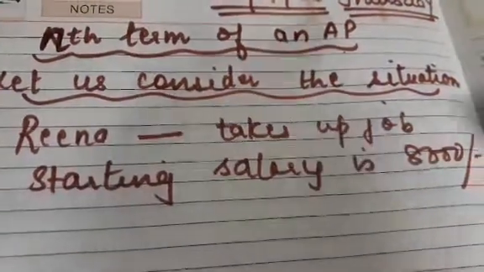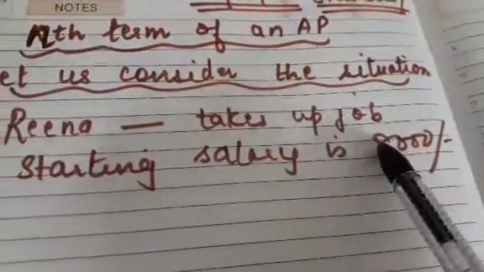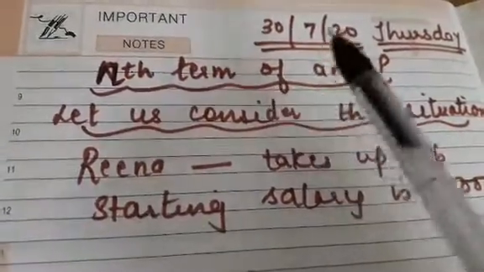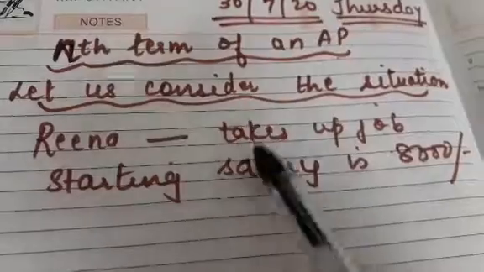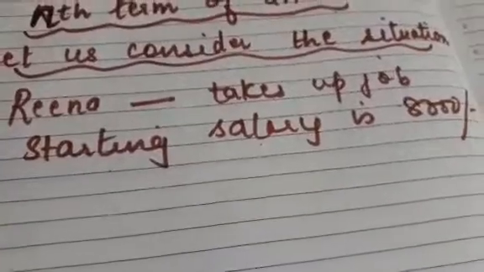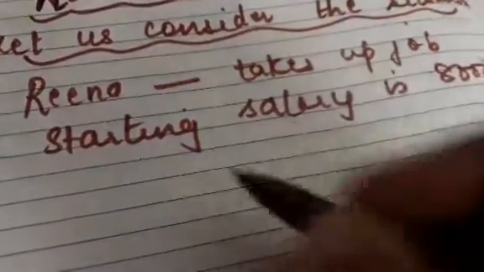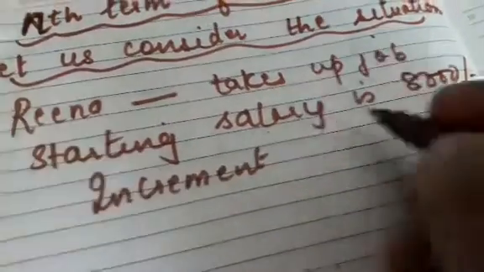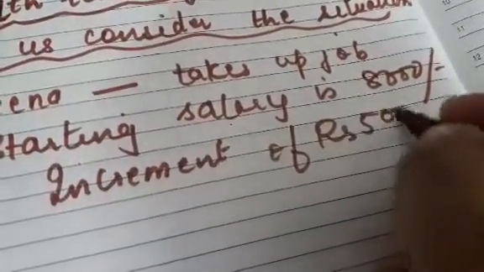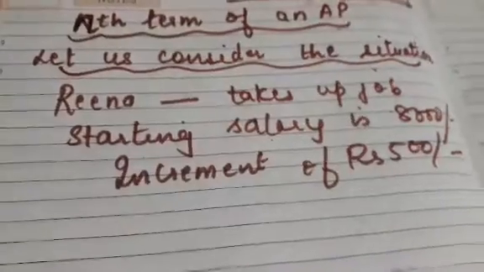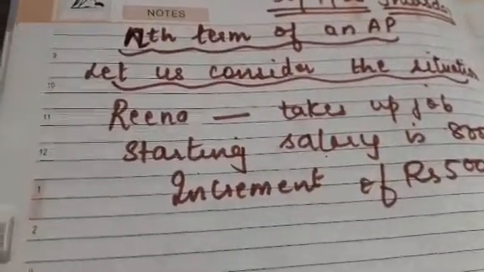That Reena has taken up a job and her starting salary is 8,000, right? So we are studying what? Nth term of an AP, and for that I have considered a situation in which Reena takes up a job whose starting salary was 8,000. Now she was promised that every year she will get the increment of rupees 500, right? So considering this situation, we will take out the general form, or the nth term of an AP. If you want to calculate the nth term of an AP, what formula will be applied?